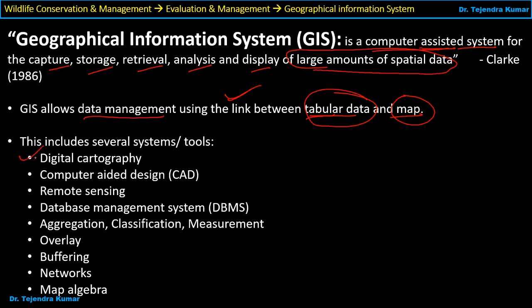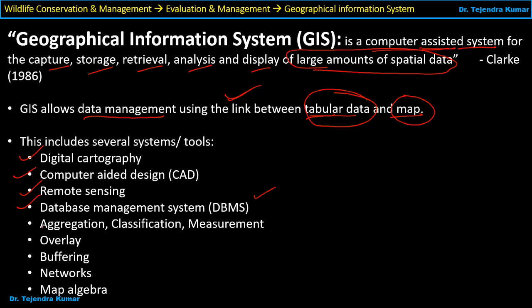Means making the maps. Digital mapping is done by this. Computer aided design are also there. We will see that there are many layers and designs available. Remote sensing, as we have discussed already, and the database management system, DBMS, which is a software used for data manipulation. Likewise, if we want to see a different kind of picture, or find out something different, then we can manipulate data and apply according to our requirement.